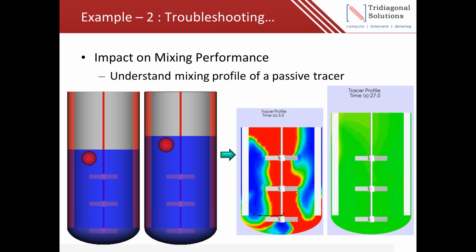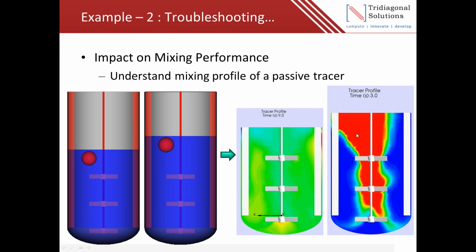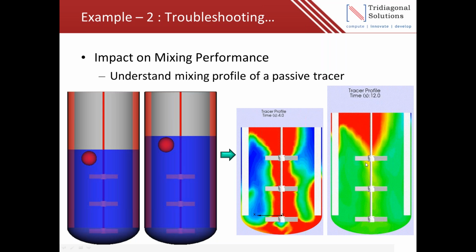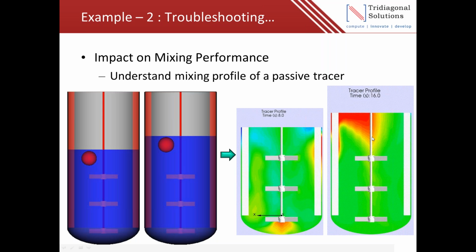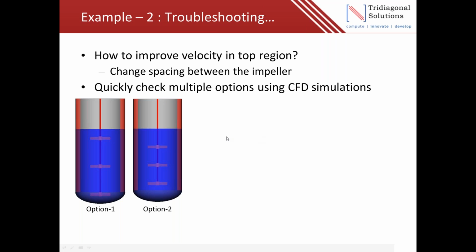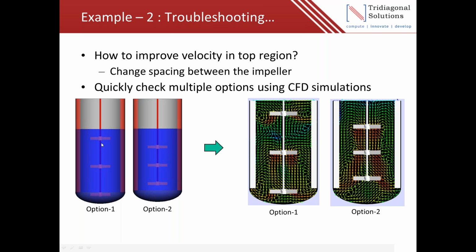So how do we improve this? One quick suggestion is to change the impeller spacing. But what should the impeller spacing be? What is the optimum impeller spacing? Let's see if we can again use CFD methods to look at this. So we looked at two different options. One was keeping the impeller spacing the same and just moving the whole impeller system a bit towards the liquid surface. Another option was having different impeller spacing over the reactor volume.